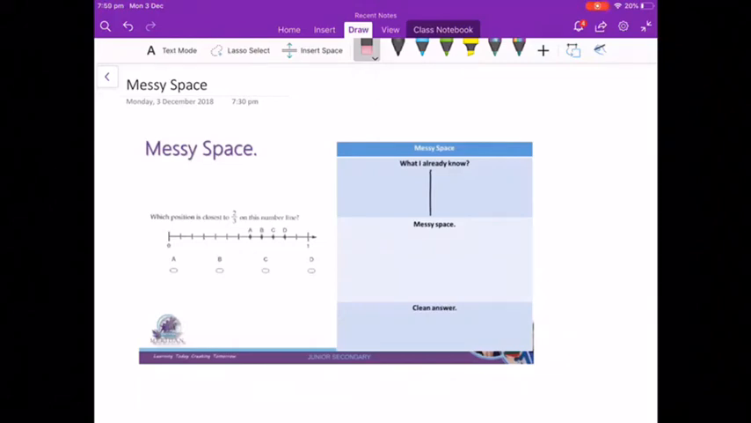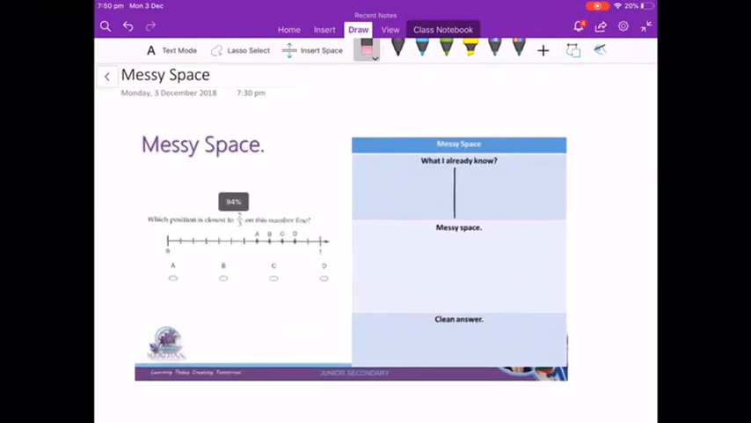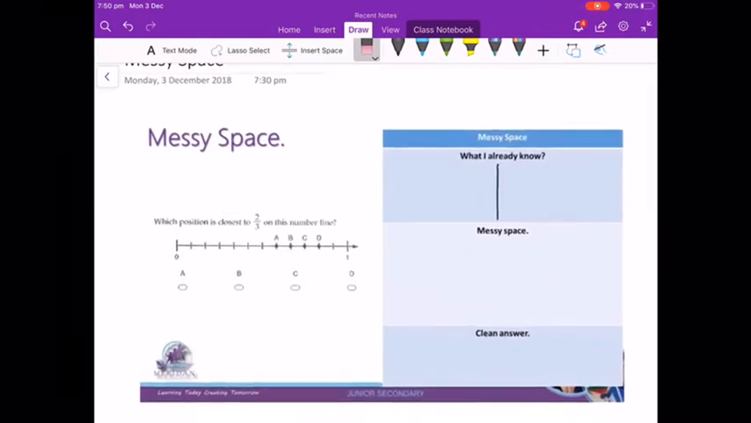Today we're going to be looking at messy space. Now, messy space is a problem-solving framework that is perfect when you have a question or a problem that you can't solve right away. I'm going to demonstrate how messy space works using the sample question on the left.